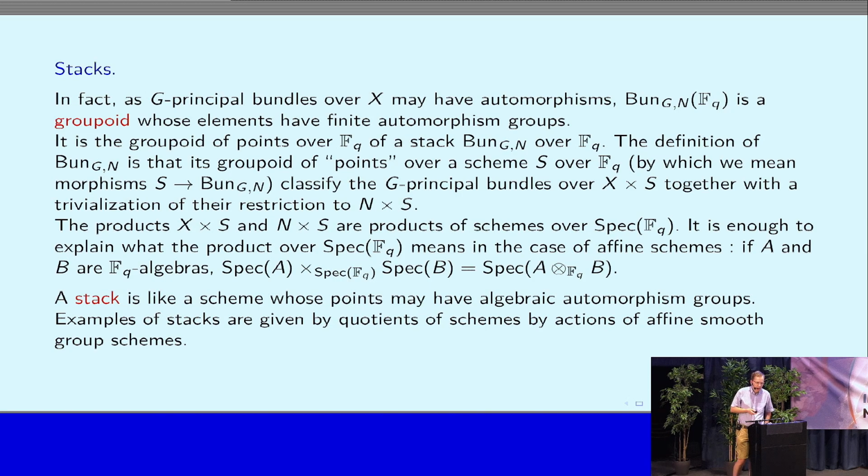So in fact, G-principal bundles over X may have automorphisms. And Bun_G(F_q) is a groupoid whose elements have finite automorphism groups. It is a groupoid of points over F_q of what is called a stack, Bun_G over F_q. So I switch to the end of the slide.